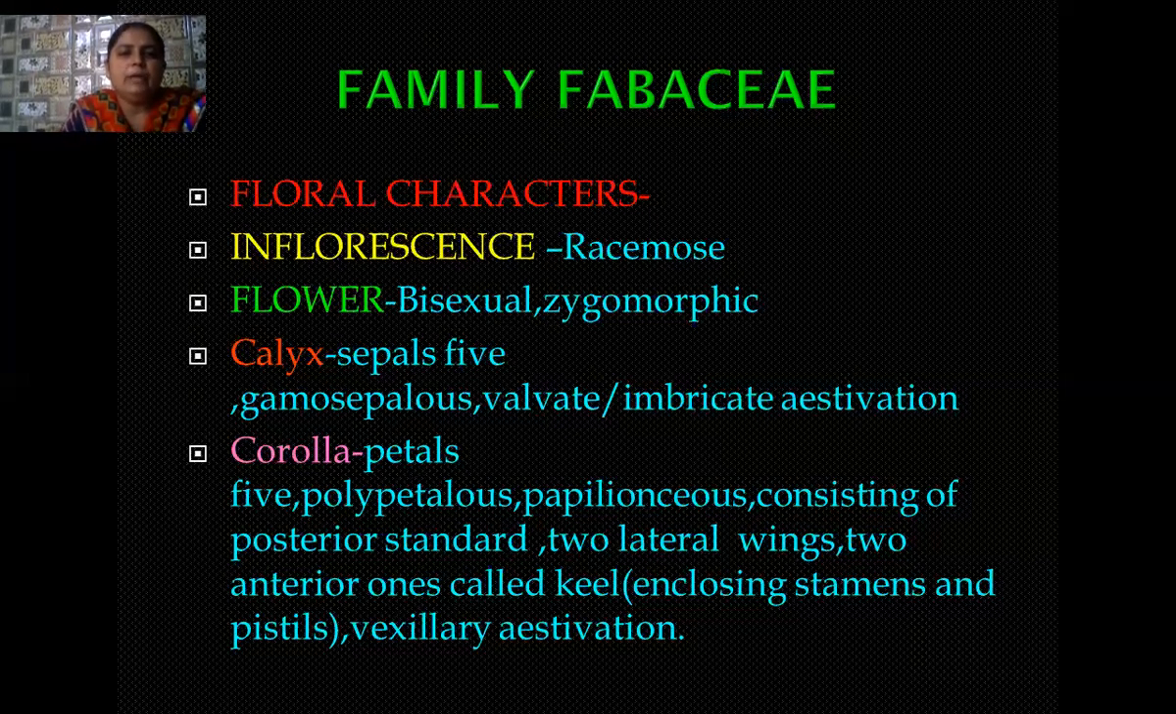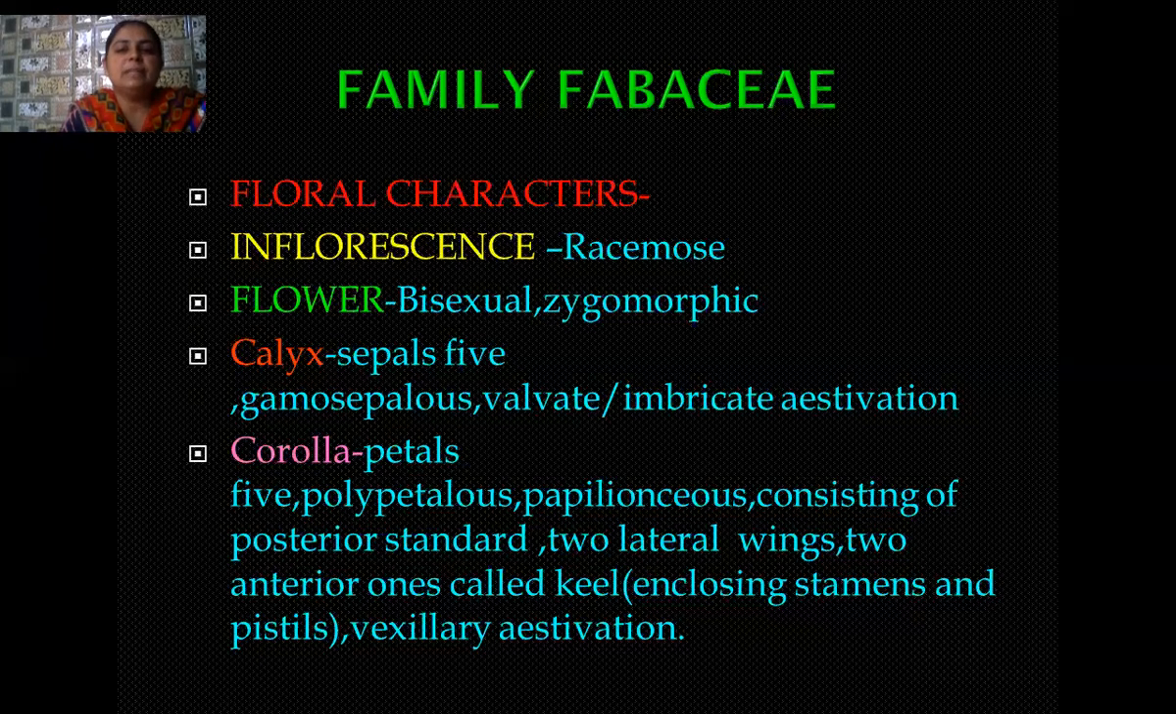Then about corolla, the petals, how many petals? 5 petals are there. Polypetalous means all the 5 petals are free. Papilionaceous corolla, that means vexillary aestivation. So always vexillary aestivation, the posterior petal is very large, it is known as standard. Then we have 2 lateral petals which are known as wings, and 2 anterior petals which are known as keel, and these are attached with each other.